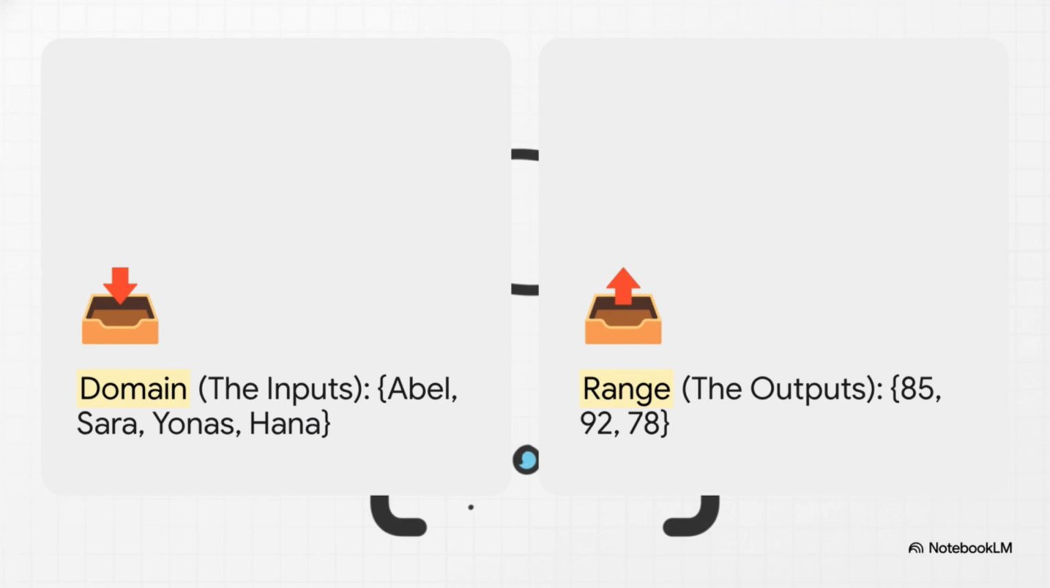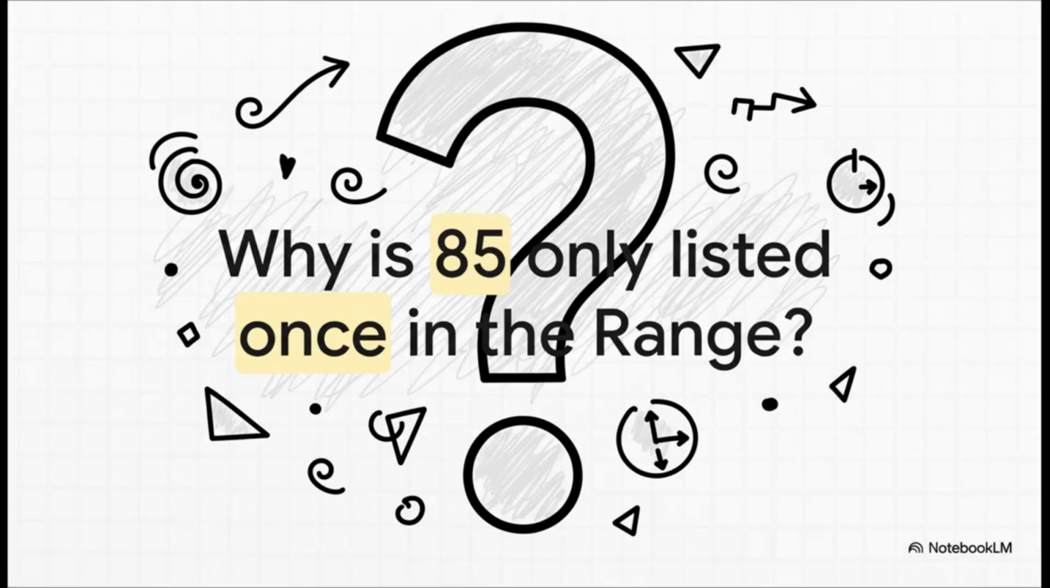The domain is just a fancy word for all the first things in our pairs, the inputs. So in our example, it's the list of students, Abel, Sarah, Jonas, and Hannah. And the range? Well, that's the set of all the second things, the outputs, or the test scores. So that's 85, 92, and 78. But wait a minute. You're probably looking at that and thinking, hang on, Abel and Jonas both scored an 85, so why is 85 only listed once in the range?